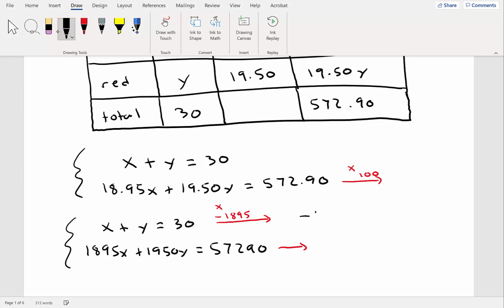Okay, so I get negative 1895x minus 1895y. This has to be equal to, okay, so let's go ahead and multiply the last part. So 1895 times 30. Okay, this gives us negative 56,850. Now the second equation we didn't multiply by anything. We kept it the same.